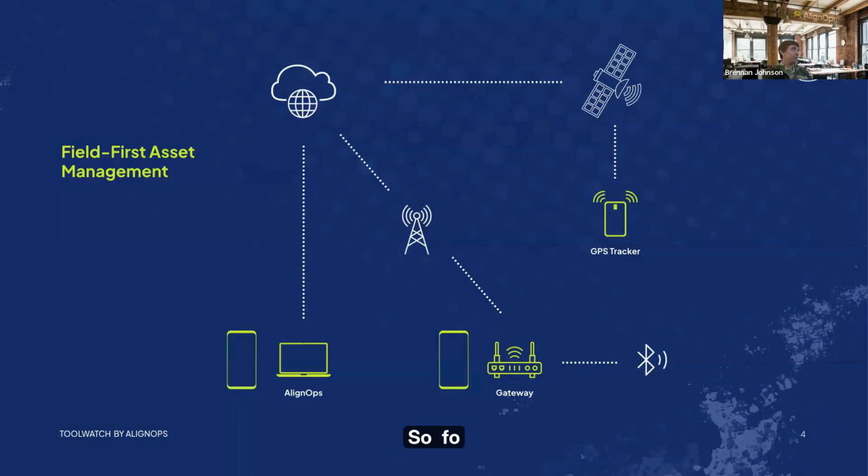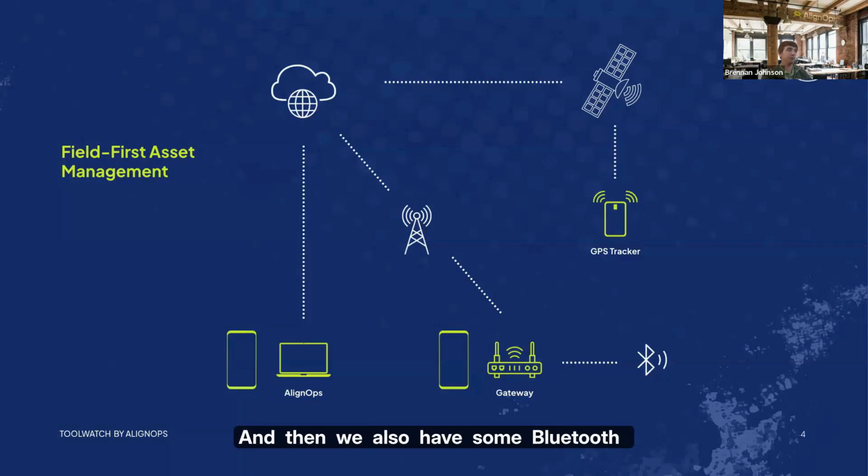All right, so for ToolWatch, we are a field-first asset management system. So we are really focused on giving you all the data you need to understand what your assets are doing for you, how they're working for you, so that you can keep your operations on time and on budget. And we do that through a variety of means, whether it's barcoding your tools and scanning them in and out, or manually transacting inside of our ToolWatch app, our mobile app, or the cloud platform.